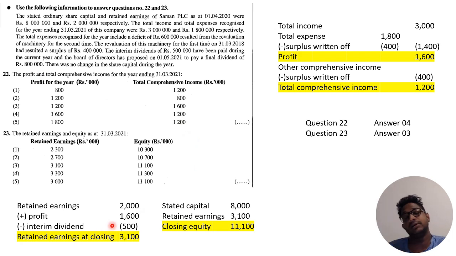So that payment for the dividend you should deduct from the retained earnings, and then you are finding the retained earnings at closing, 3,100,000. And the stated capital is 8 million, and the closing retained earnings is 3,000. So altogether closing equity is 11,100. So the correct answer for question number 23 is answer number 3.